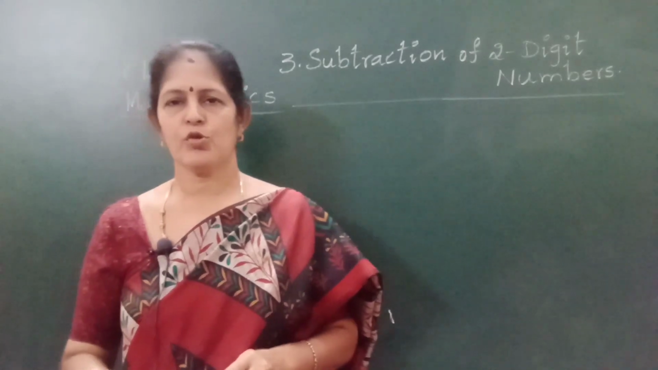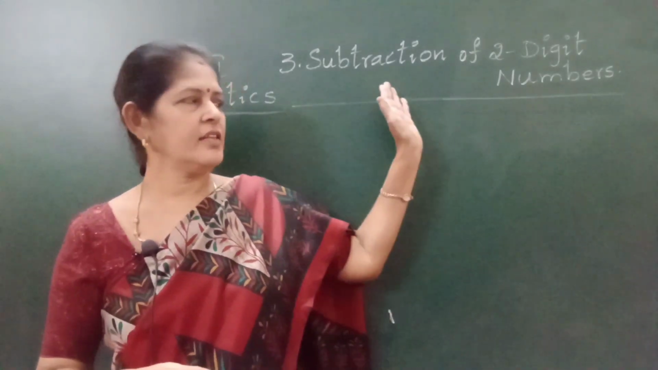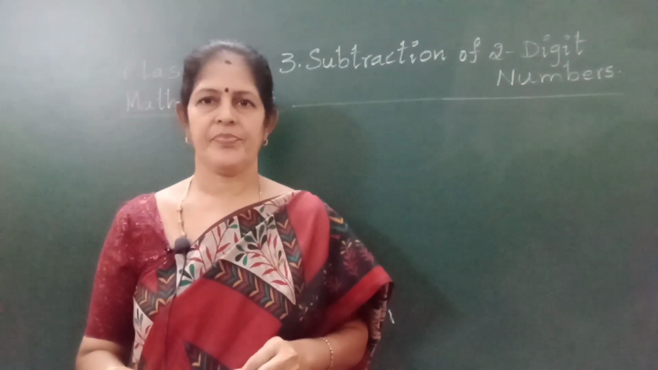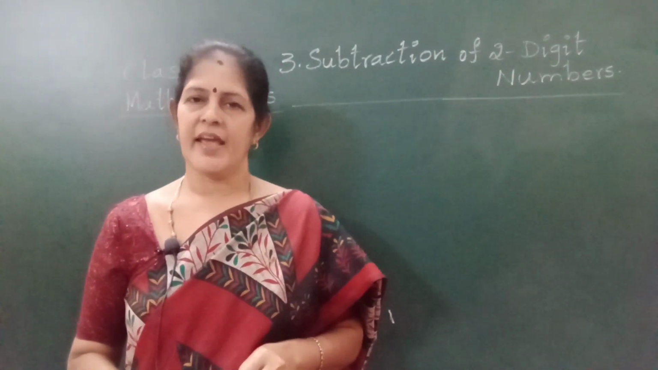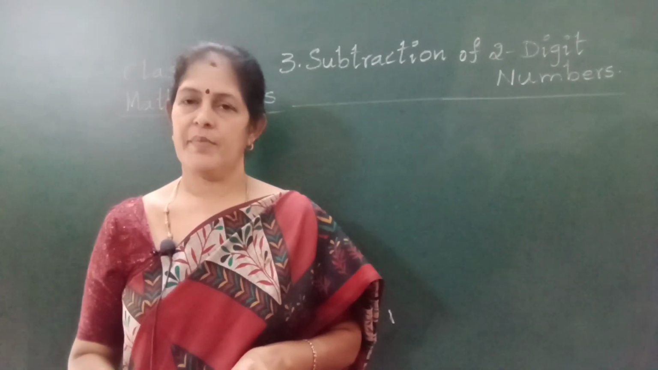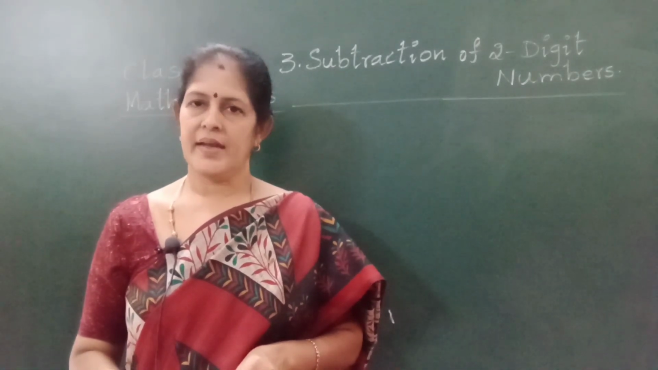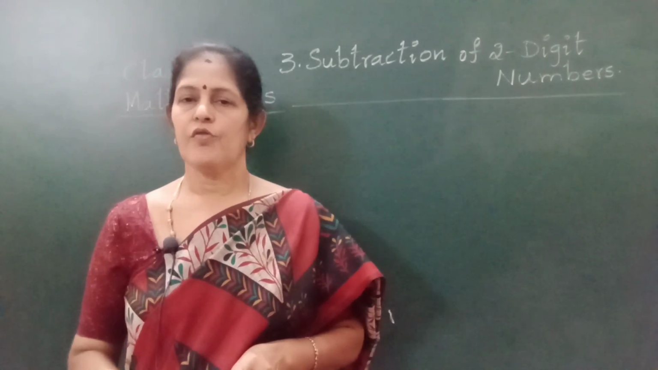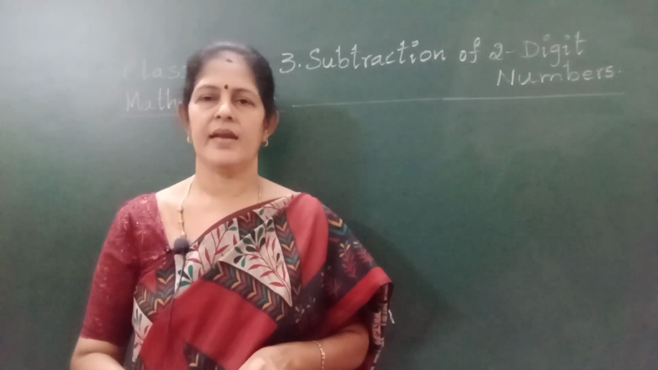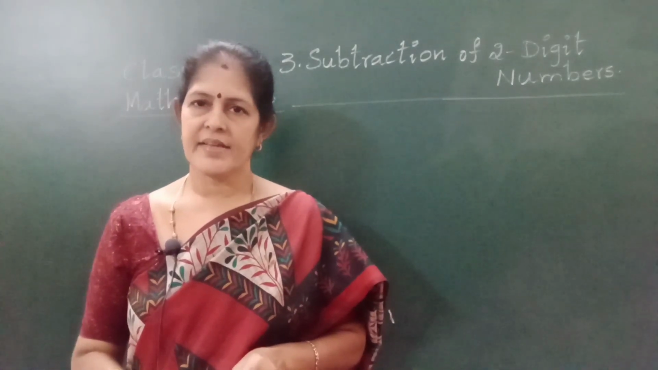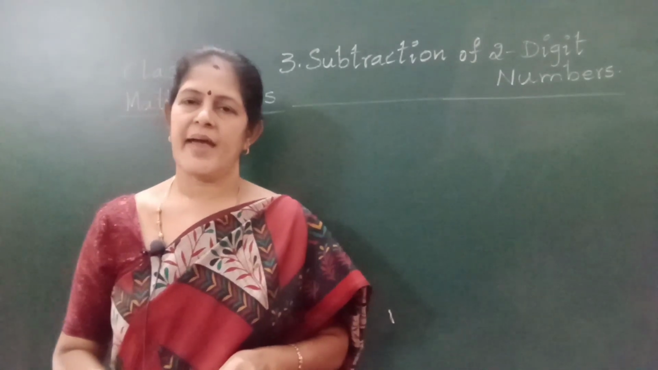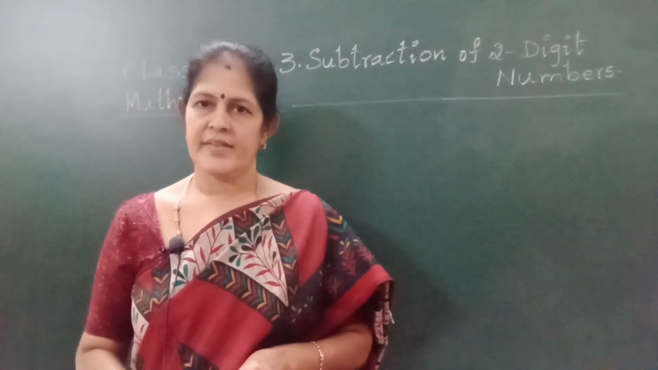We completed 2 chapters. Now we are in chapter 3, subtraction of 2-digit numbers. Subtraction. We take away small number from the big number. That means big number minus small number. We subtract small number from the big number. Minus is the symbol for subtraction. The result of subtraction is called difference.